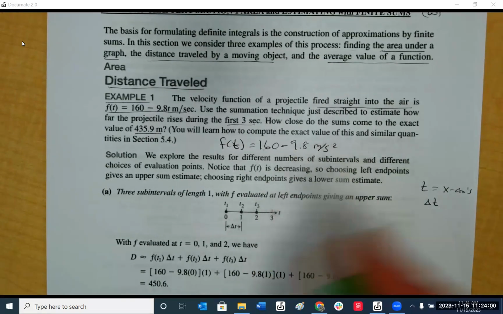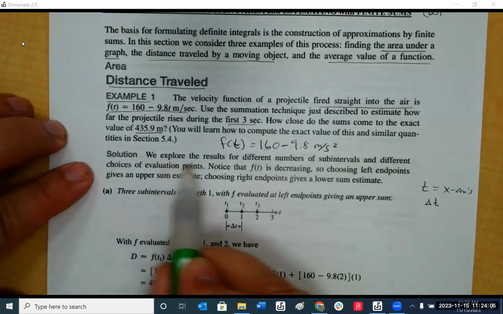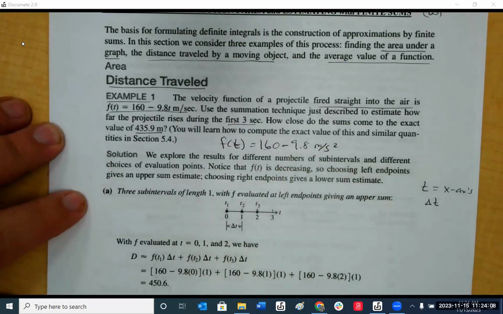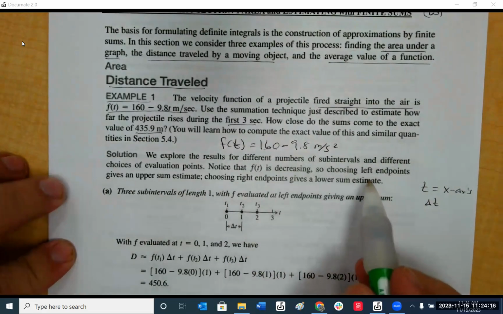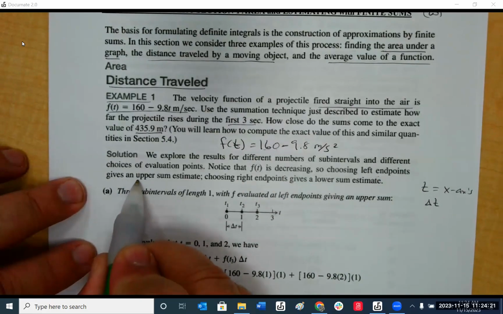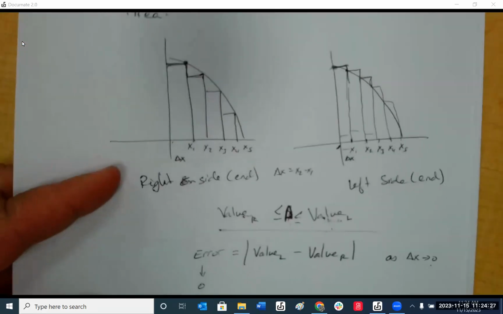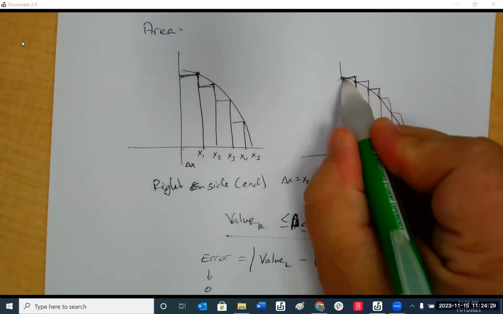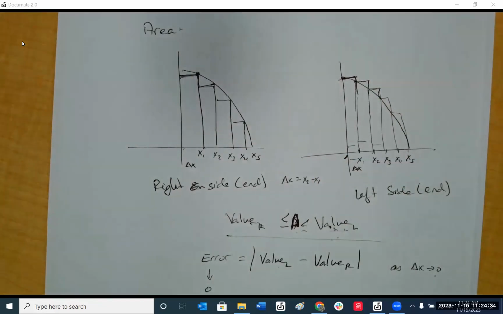So what we're going to look at is, after we add up all 3 pieces, how close do we get to it? Explore the results for different numbers of subintervals. As we said with the areas, the more subintervals you have, the more accurate you become. Notice f(t) is decreasing, so choosing the left endpoints gives us the upper sum. What does it mean by upper sum and lower sum? This is the upper sum because it's on the upper part of the graph. This is the lower sum because it's the lower part of the graph. So that's what we're looking at here.